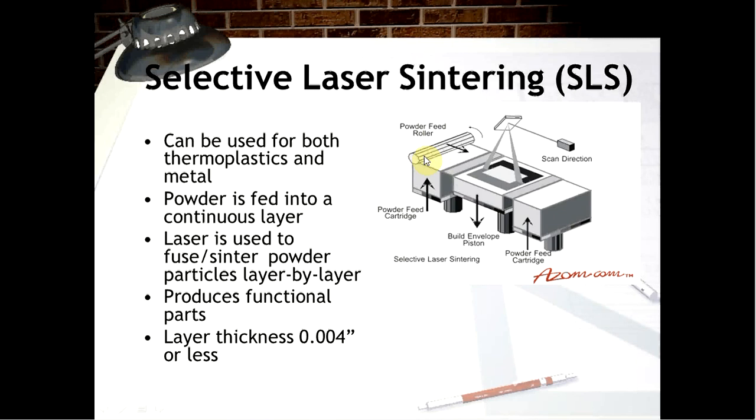That pattern, and this build envelope piston gets lowered down, and you are able to generate a pattern. Okay. You are able to generate a cylindrical object, cylindricity. Okay. I know when you see the video you are able to understand it properly. This powder is fed into a continuous layer. Laser is used to fuse sinter powder particles layer by layer.